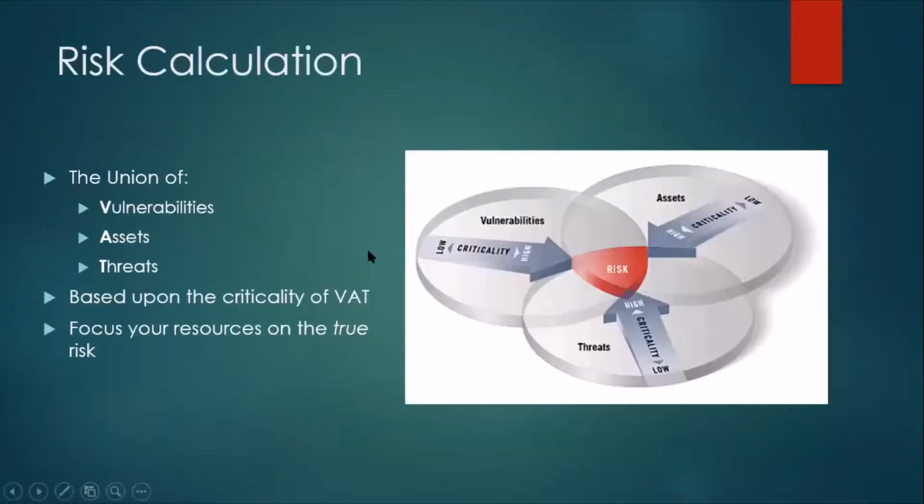So then you have your risk calculation. As I said, you have your vulnerabilities, your assets, and then your threat as well. So when you do a calculation of all these things, you identify, measure it, and you perform the calculation, you'll end up at a VAT score, and then the criticality of the VAT, and then based on that you can identify what's the true risk for us.